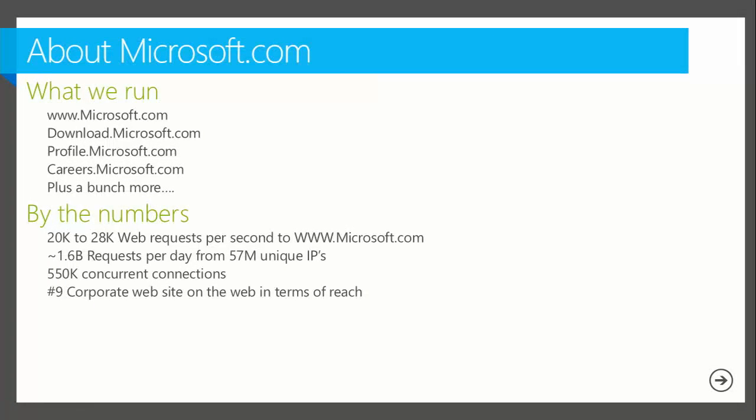A little bit about what we run. We run www.microsoft.com. We run the Download Center, Profiles, Careers, and a bunch more. www is our biggest site, and we take between 20,000 and 28,000 requests per second every day throughout the day. That comes out to more than 1.6 billion requests per day from typically 57 million unique IPs. We're the 9th largest website in terms of reach as measured by Mediametrics.